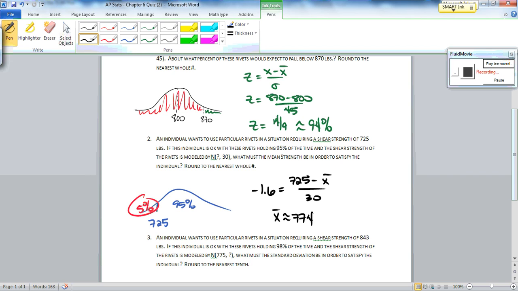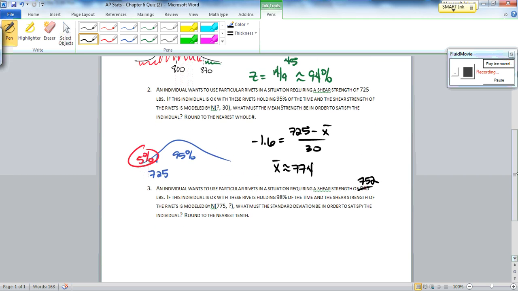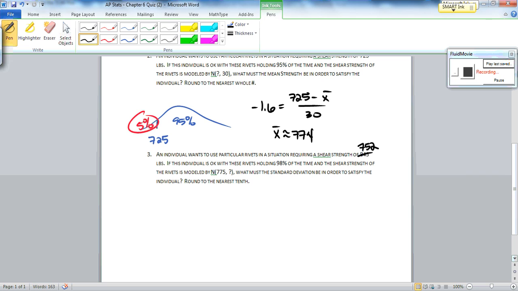Now for the last question, what we had here didn't work, so we changed this to 752. It would be impossible with 845 or whatever we had there, because we want 98% of the rivets manufactured to have a shear strength greater than 845. But if 775 is here, that means that 845 has to be somewhere over here. There's no way that we can have 98% of these rivets manufactured have a shear strength greater than this. This has to be over here, so it needs to be less than the 775. That's why we changed this back to a value of 752.